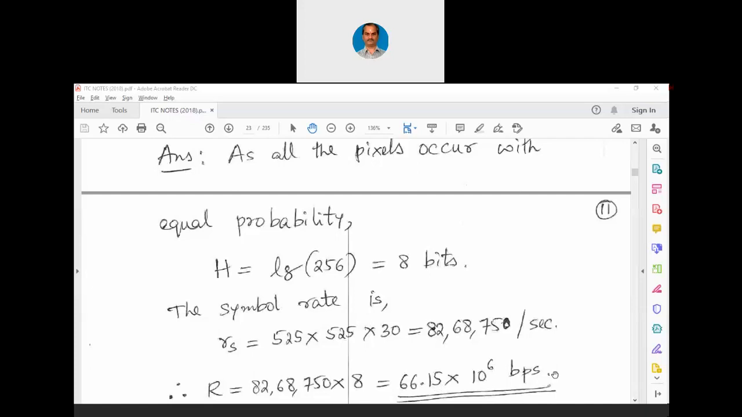Now you can relate this with the audio transmission. I have been giving you the example repeatedly of the human voice transmission, that is 64 kbps, that is 4 kilohertz into 2 into 8. Now look at this picture transmission. It is around 66 megabits per second, and that is for a black and white television transmission.